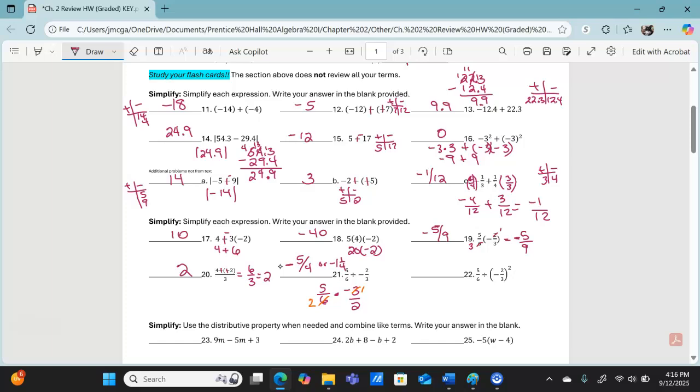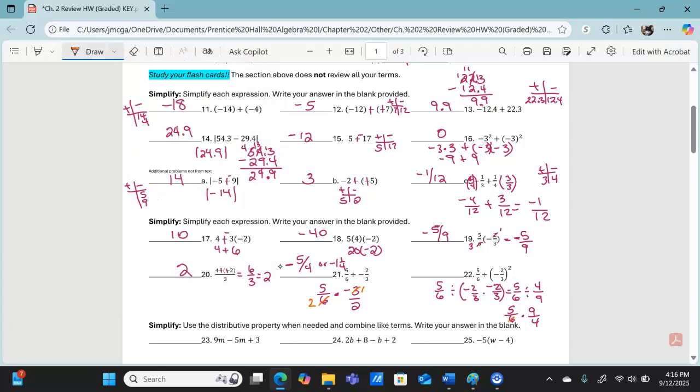And then on this one, we have to square this first. We have to do our exponent first before we can divide. So 5/6 divided by -2/3 times -2/3, which is going to be 5/6 divided by +4/9. Now I can invert and multiply.